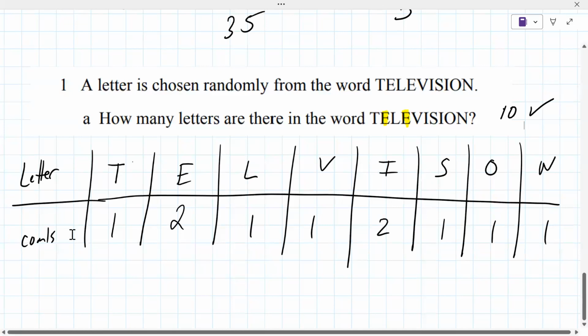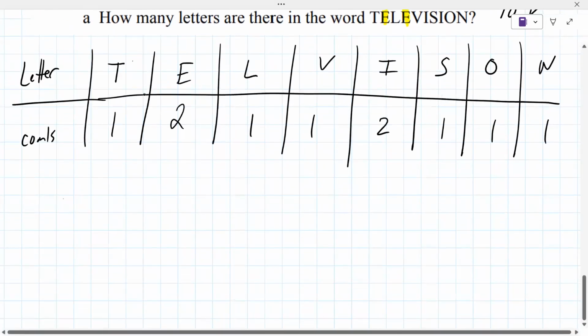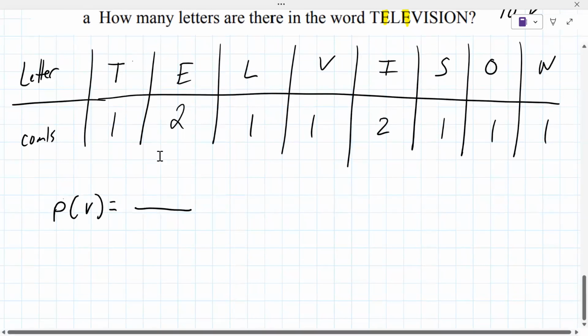Okay, and it's broken down as, like you said, 1 T, 2 E's, 1 L, 1 V, 2 I's, 1 S, 1 O, 1 N. The reason we did all this, I know it might be like, why are we even doing this? Is because we're going to use these counts in the next problem. Okay. So actually, I'll just do this by hand. So the next thing here is the probability of selecting a V. The probability of selecting a V is the number of V's out of the total.